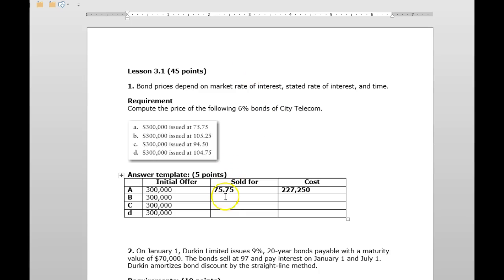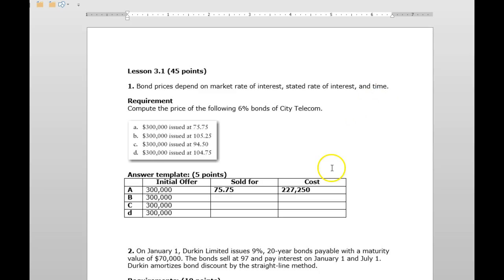So the first one we do is we're looking at how to compute the price of a bond. There really are three things you need to remember: the market rate interest, the stated rate interest, and how long the bond is going to be valid or going to be out there for the public before it matures.